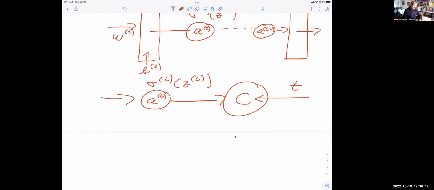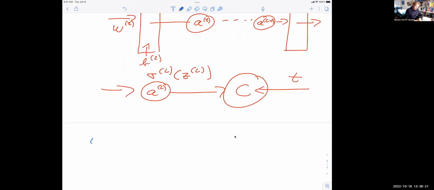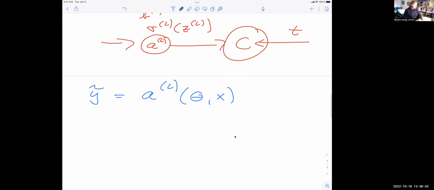So what happens then is that the quantity which we previously labeled as y tilde, the output of our model, is the same as this A of L. Keep in mind that the model is the neural network. This depends on the input values and the parameters theta. Just to remind ourselves, these parameters theta contain all the weights and the biases which we need.